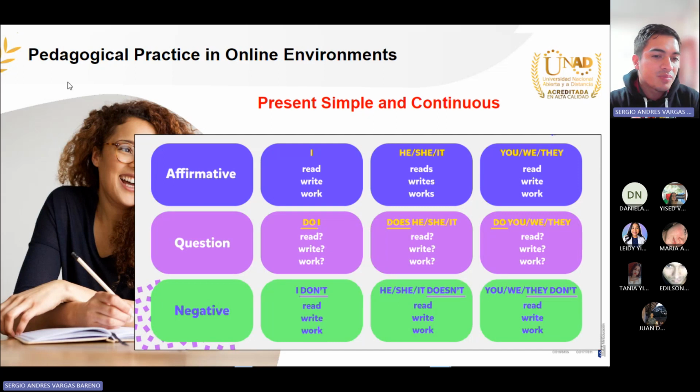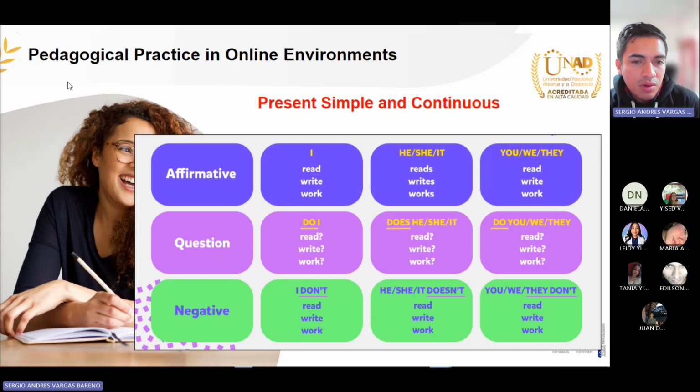So, for the first part, we have the present simple. The idea in the present simple is that in affirmative sentences, only the verb changes with he, she, or it. What is the change? We add s to the end of the verb. In this case, for I: read, write, work. For he, she, or it: reads, writes, or works.